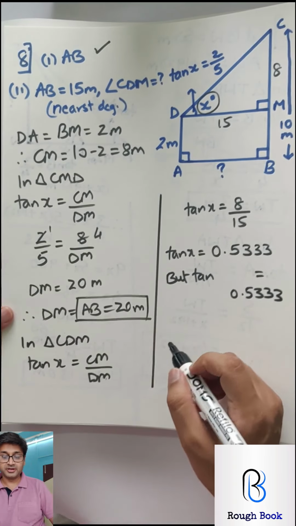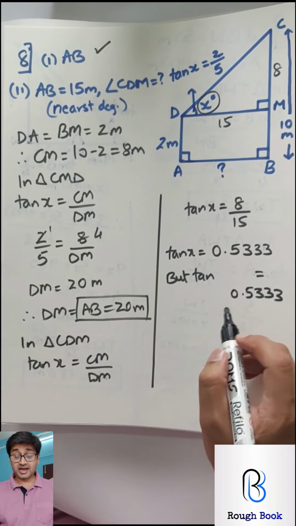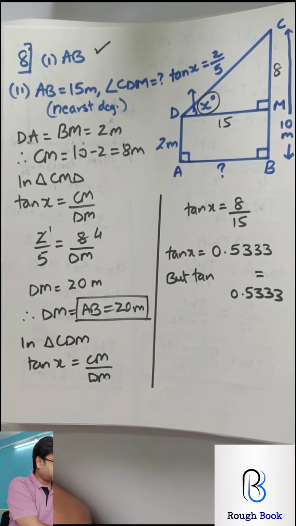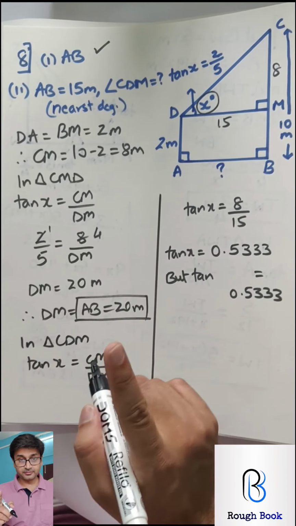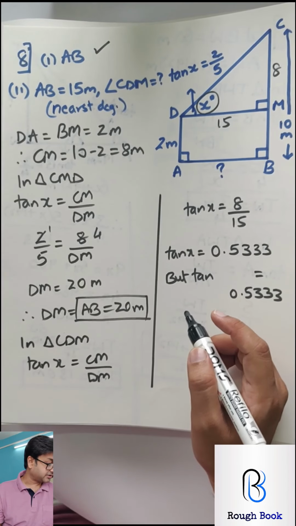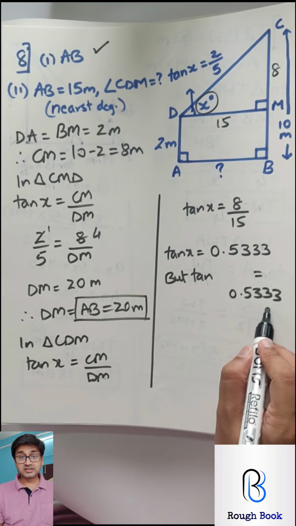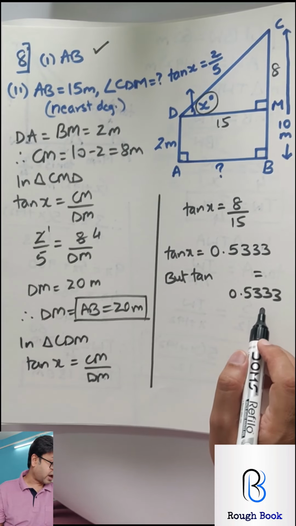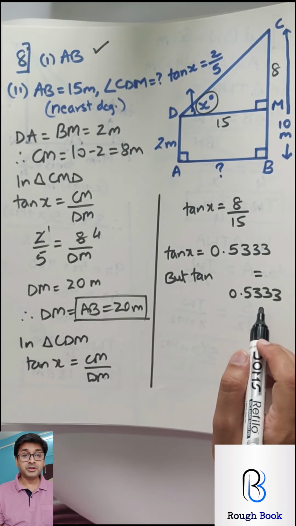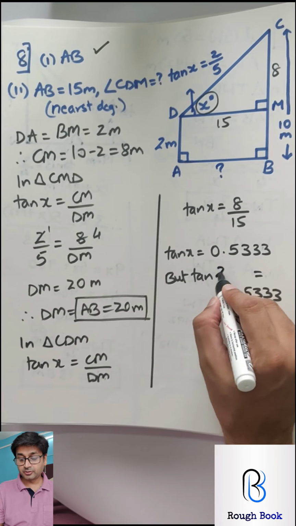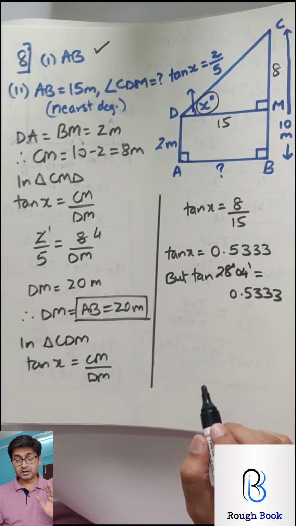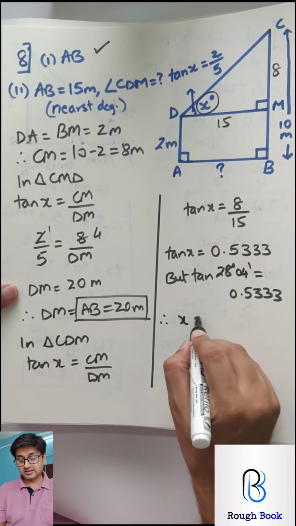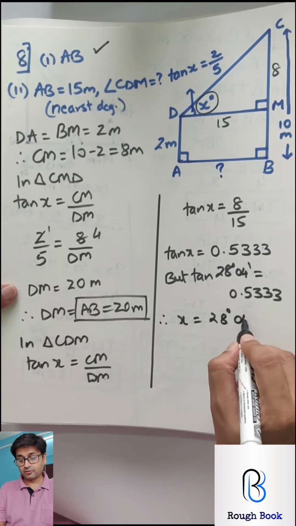So go to the table behind and get me the value of this tan, which is 0.533. So I can see 0.5317, that is for 28 degrees. I'll have to add 16 more. So 16 more, if I add, it becomes 4 minutes. So that means this is going to be 28 degrees and 4 minutes. Got it? So therefore x is equal to 28 degrees and 4 minutes.